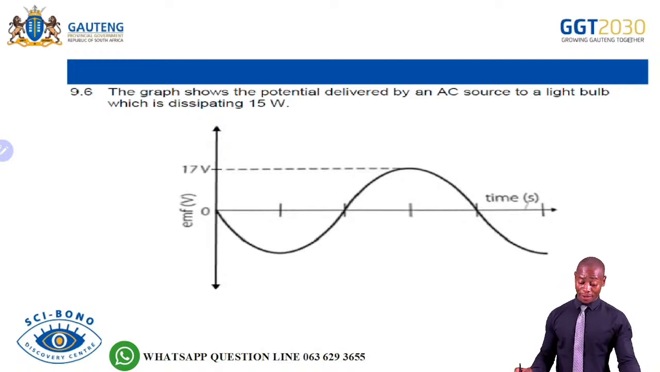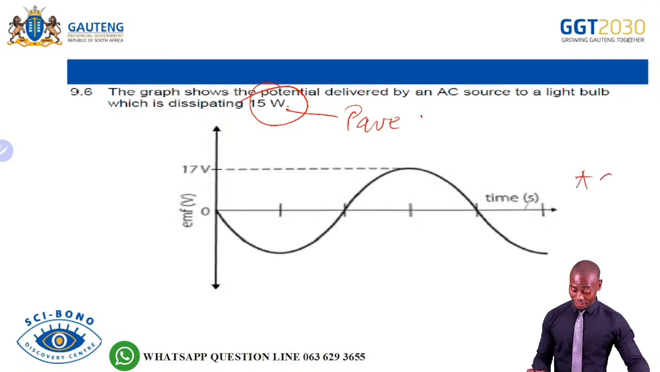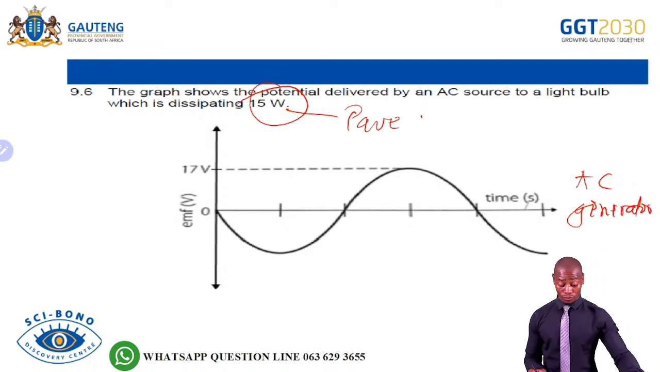difference delivered by an AC source to a light bulb which is dissipating 15 watts. All right, so 15 watts, that is average power. We talk of average power here. So we have average power, and when it comes to this graph, this is an AC generator. So this will be produced by an AC generator because of those slip rings, right?